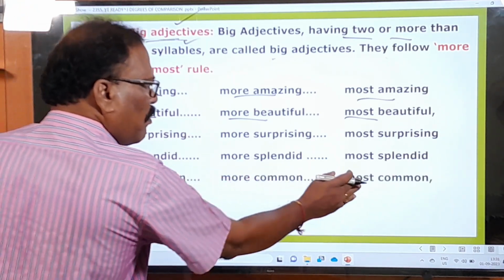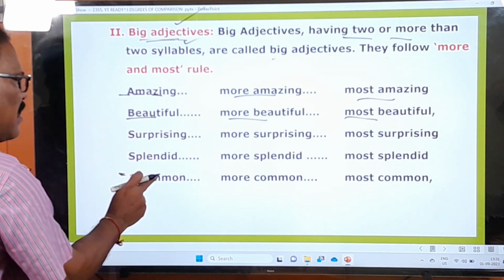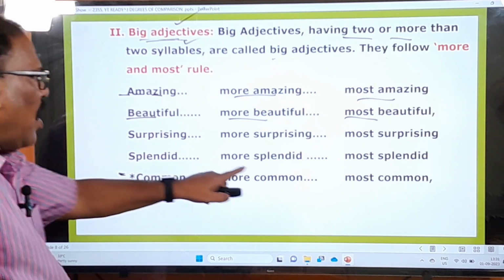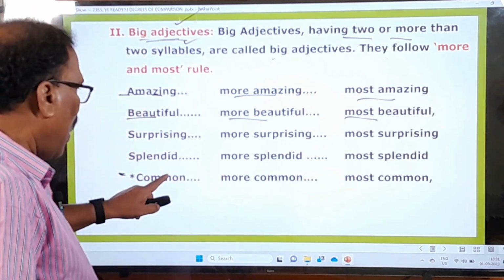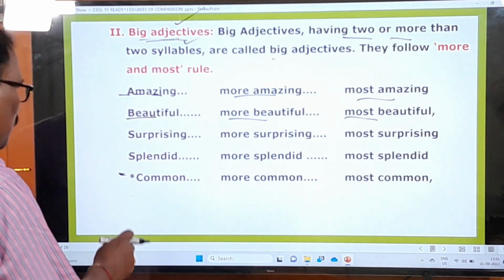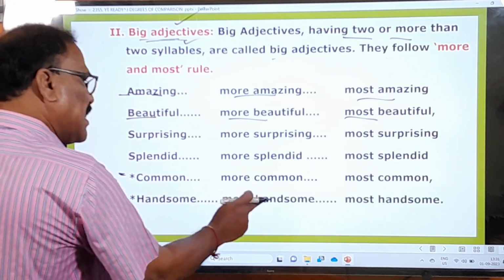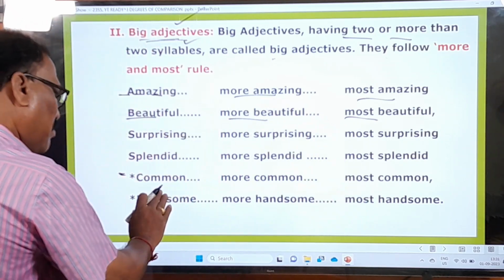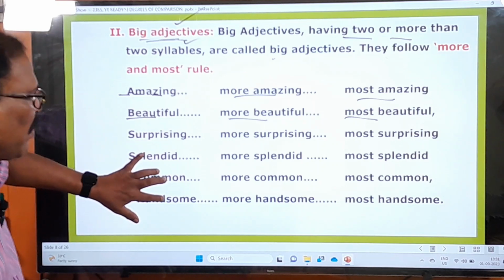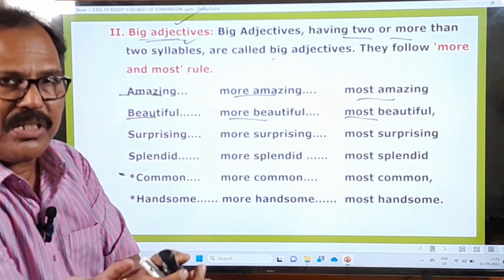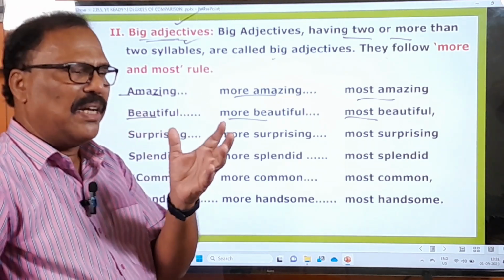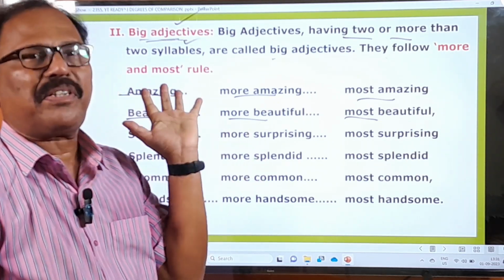I'll go to the other words here. Common, more common, most common. Here I have put this star mark because it comes under a small adjective also. Common, commoner, commonest, that is also there. Two rules are applicable to this word. Similarly to this word handsome: handsome, handsomer, handsomest, and handsome, more handsome, most handsome. For these two words, the first rule is possible and the second rule is also possible. That's why English is somewhat a tricky language. You must learn it with effort.